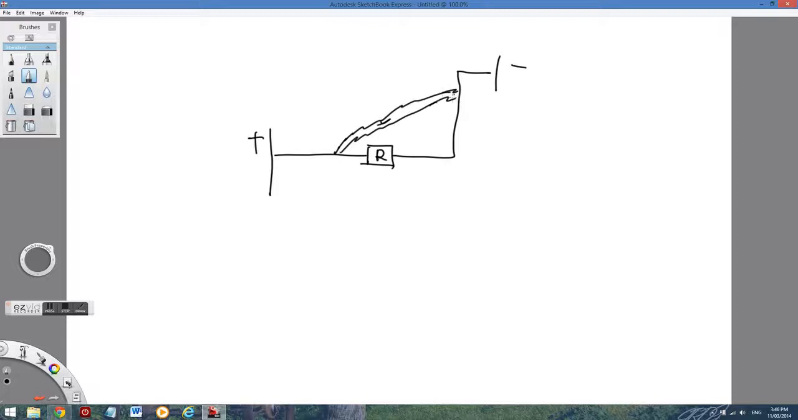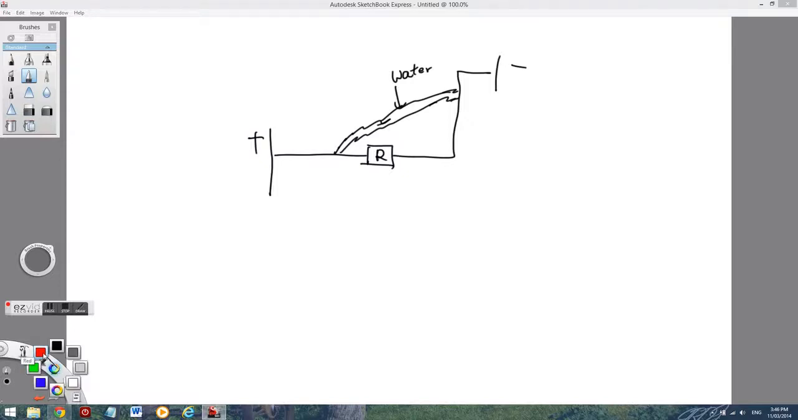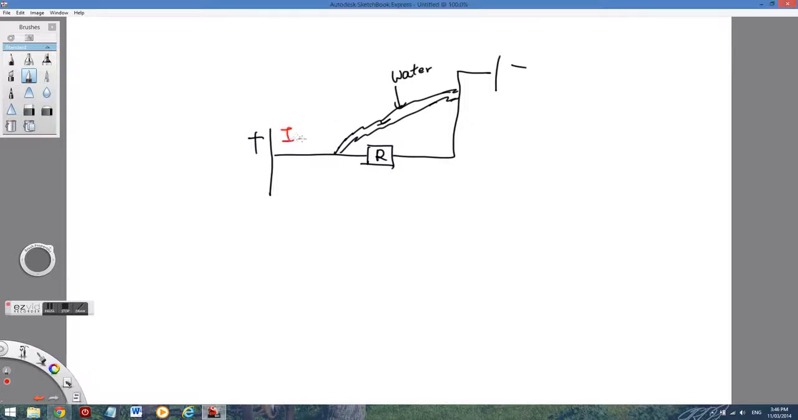Say this is water. Then when you turn on the mobile phone, the current will go through there. As a result, because water has less resistance, the resistance is not zero, but it's less, a lot of current goes bypassing the device, so your device doesn't work. So this is why you shouldn't drop your phone in water.